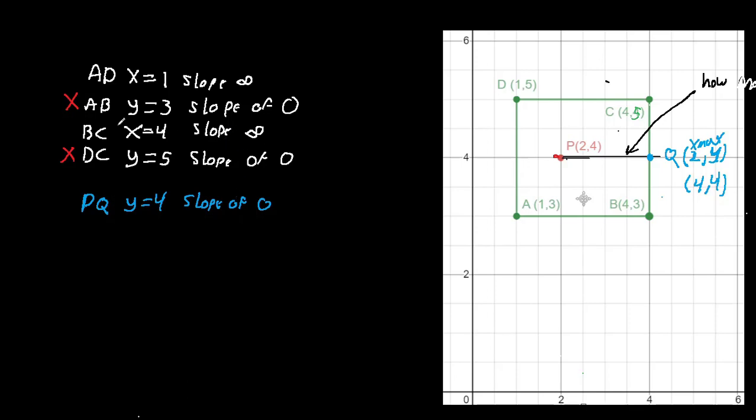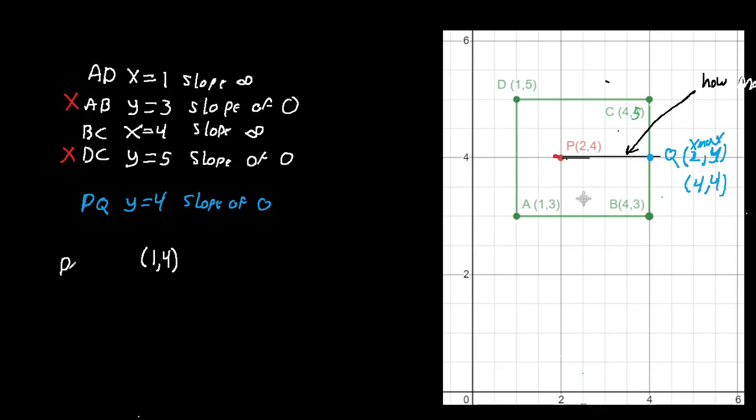Well, let's look at line AD and PQ. Where would the line y equals 4 intercept the line x equals 1? Hopefully this makes sense to you, but the line y equals 4 is going to intercept the line x equals 1 at the point 1, 4. Hopefully that makes sense. So we now know that PQ and AD are going to intersect.